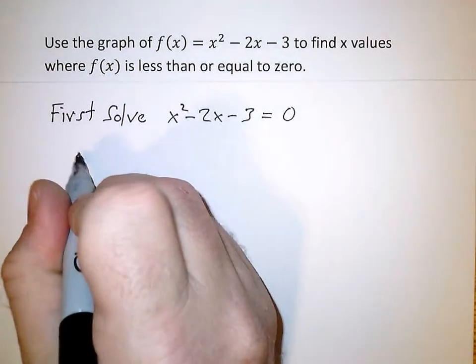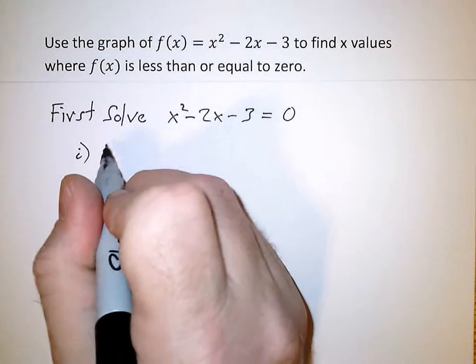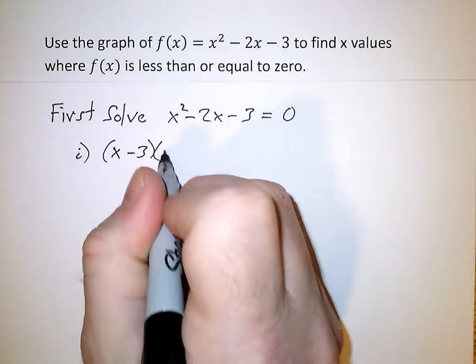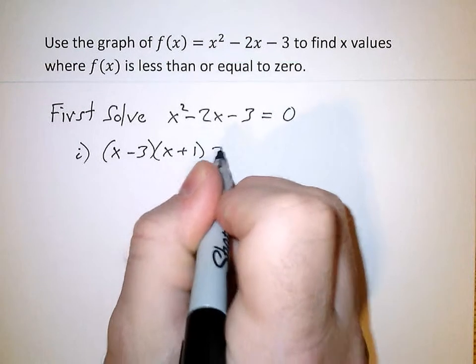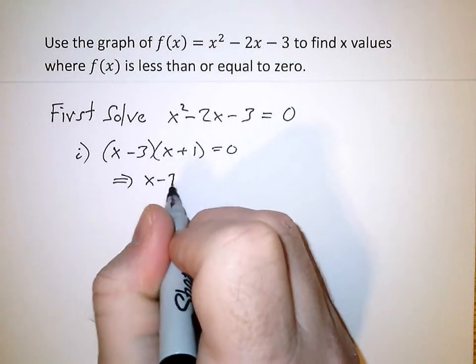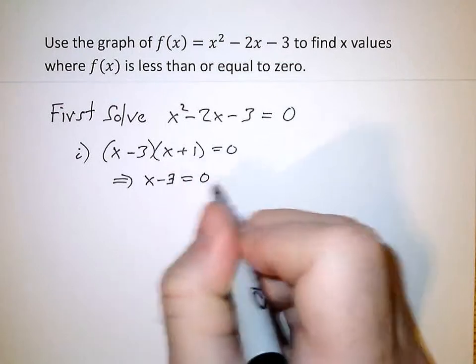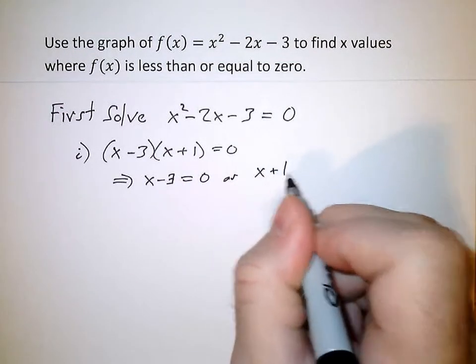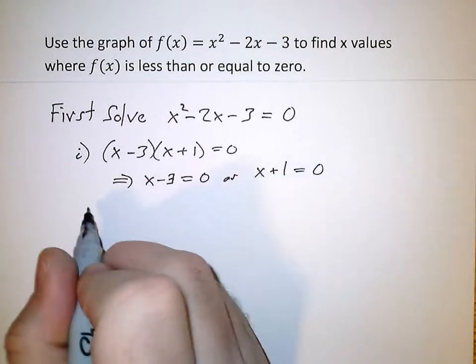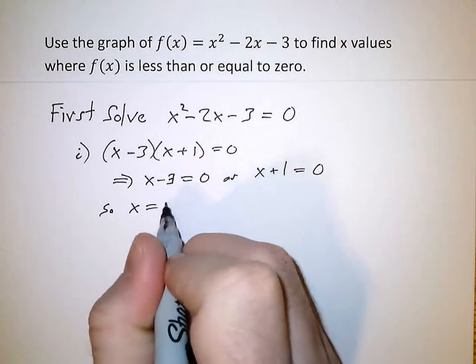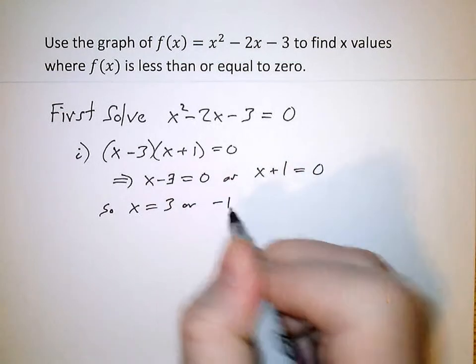And one way is by factoring. And I can factor this as x minus 3 times x plus 1 equals 0, which implies x minus 3 equals 0, or x plus 1 equals 0. So we get x equals 3 or negative 1.